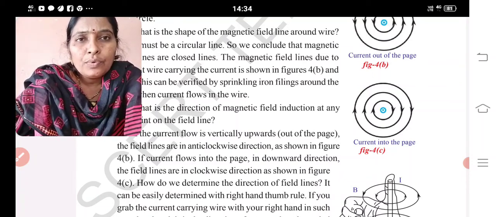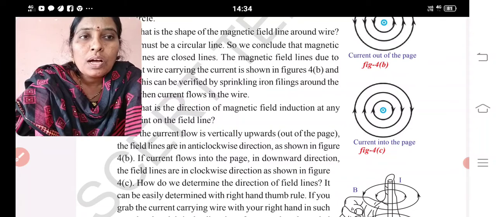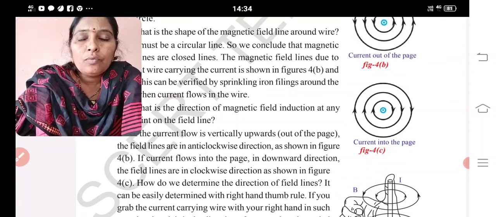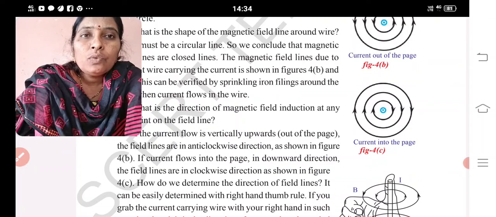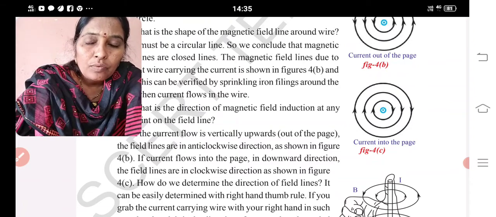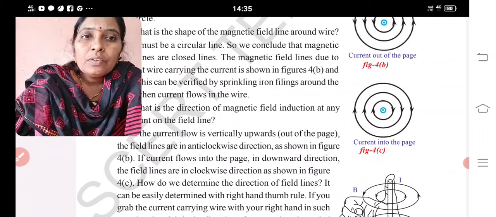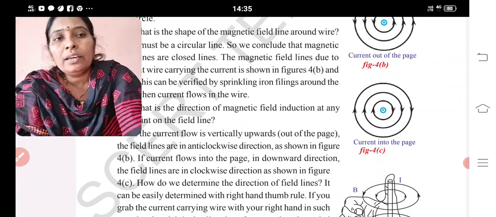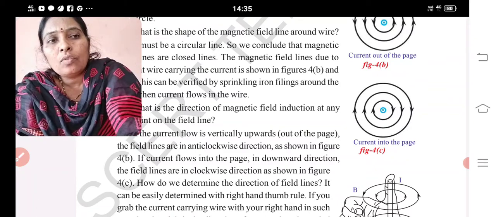So underline, now it is not important, but every time we used to ask how will be the magnetic field in a straight wire carrying current. In a straight wire carrying current, the field is in circular shape. When a current flows vertically upwards, that is, out of the page, the field lines are in an anti-clockwise direction. If a current flows into the page, that is, inward direction, then the field lines are in a clockwise direction.